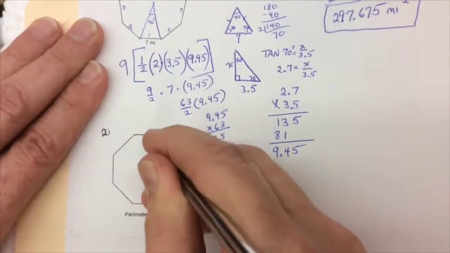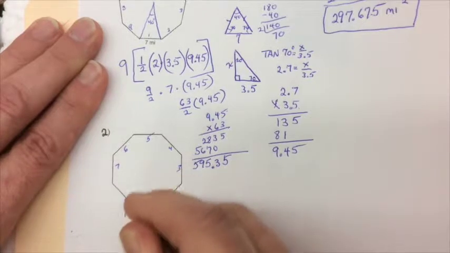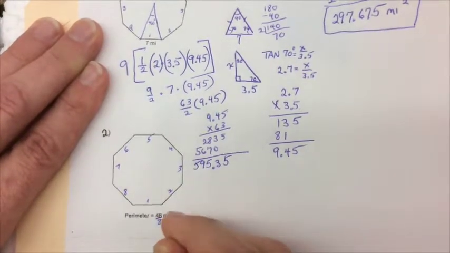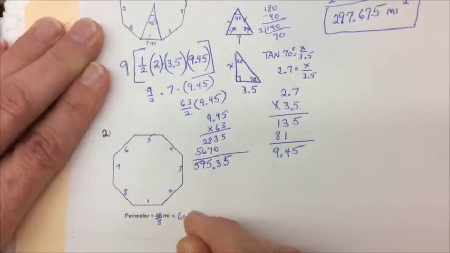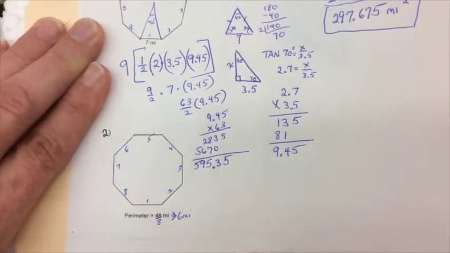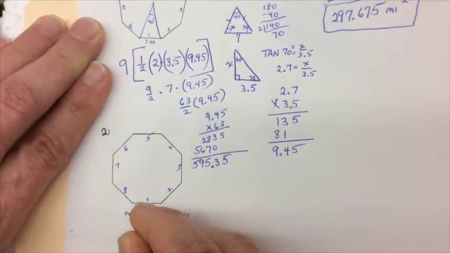The next one is an octagon. And it presented an interesting problem of its own. First of all, they give you the perimeter instead of giving you the side length, but that's not so hard to find out. You divide 48 by 8, you get 6.